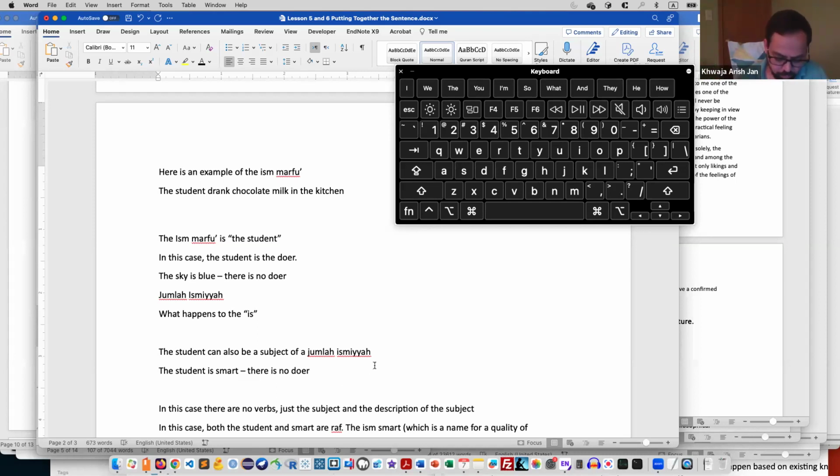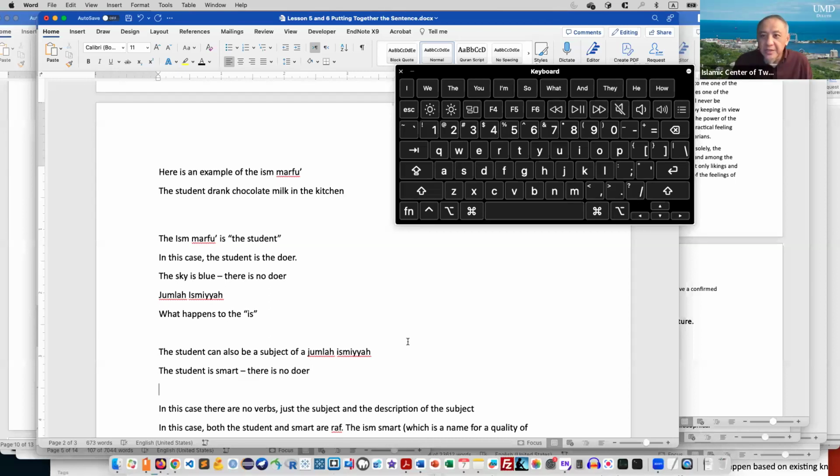Go ahead. I think the jumla ismiya in that case is what is called mubtada and khabar. That's where we're going. Khabar tells you something, like news, or gives you something new about something. So the blue describes or gives you news about the sky, that it is blue. That's the new thing that we're learning today. Thank you, Brother Mahfuz.